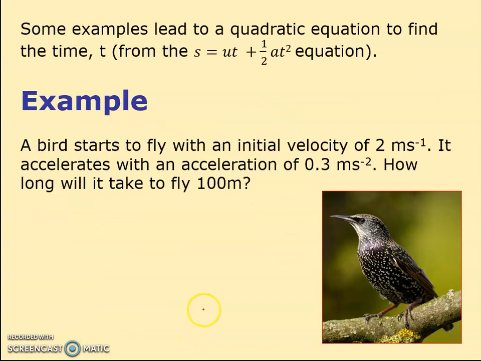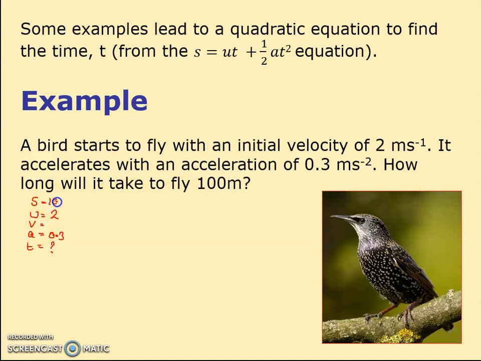Perfect. Now look, it says some examples lead to a quadratic equation to find time, and these are the slightly trickier ones. So let's have a look at it. It says a bird starts to fly with an initial velocity of 2 meters per second. It should really say constant acceleration, but I'm going to assume it means it. SUVAT I've written out. It starts to fly with an initial velocity of 2 and it accelerates with an acceleration of 0.3. How long, so I want the time, will it take to fly 100 meters?